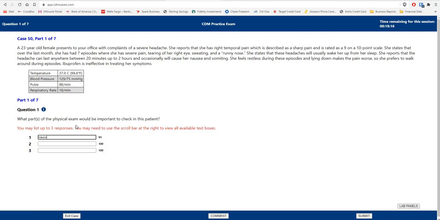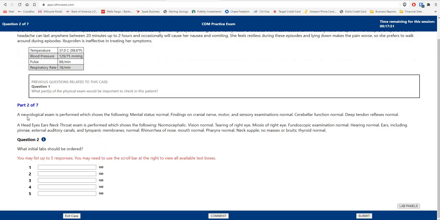We're talking about headaches, so let's do a neurological exam. And then let's do an eye exam because we're talking about tearing her right eye. Which will translate into just the head, ear, nose, and throat exam. So we'll get also the nose. Okay, so we'll submit that. Okay, so neurological exam comes back, it's normal. The HEENT exam comes back with miosis of the right eye, rhinorrhea of the nose.